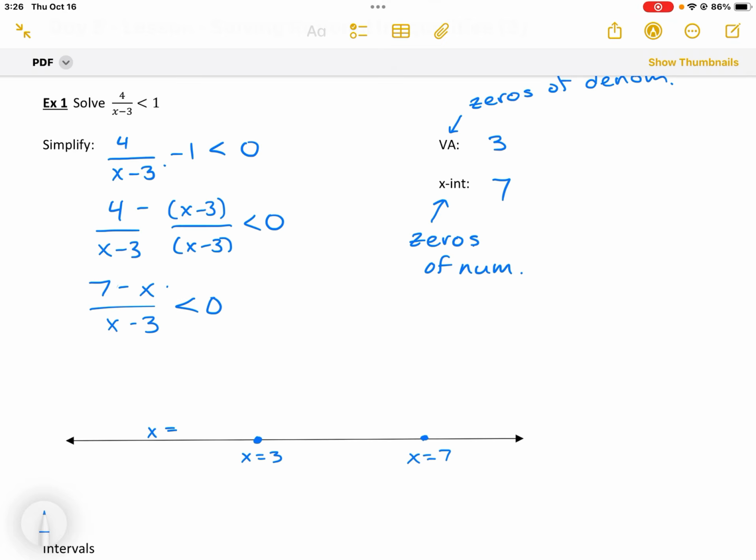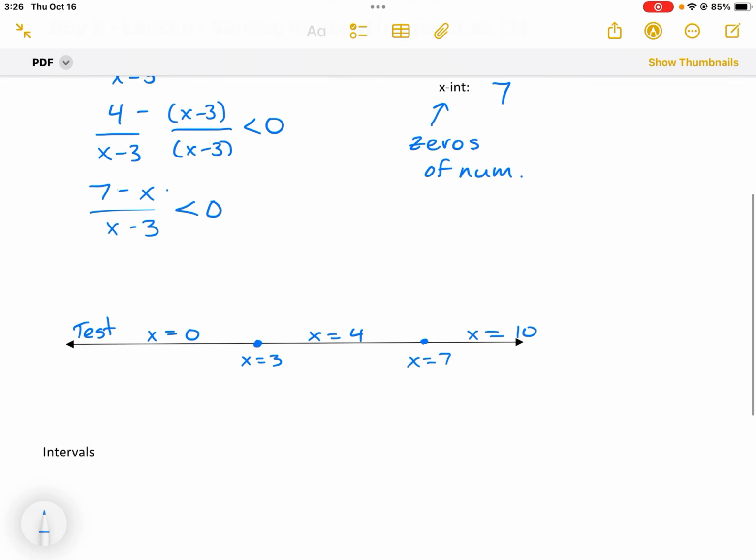So the first thing I'm going to do is test a value that's to the left of 3. I'm going to test a value that is in between 3 and 7. And then I'm going to test a value that is to the right of 7. I'm going to use the same approach for the charts that I did with the polynomial functions. And I'm going to put 7 minus x, and then x minus 3, and then overall, I'm investigating the sign of my function.